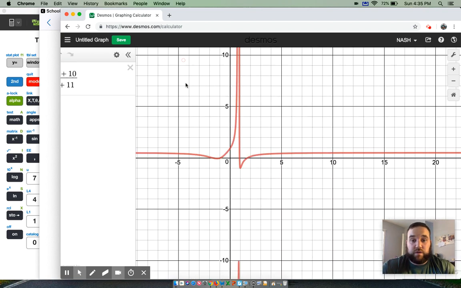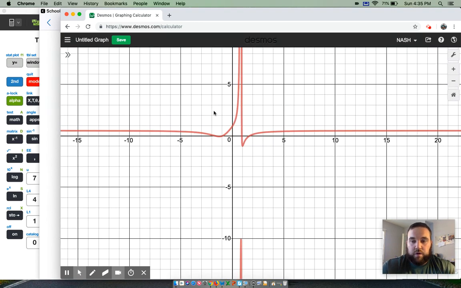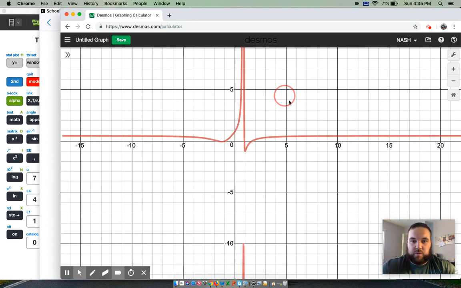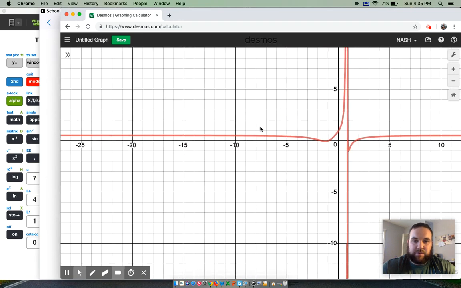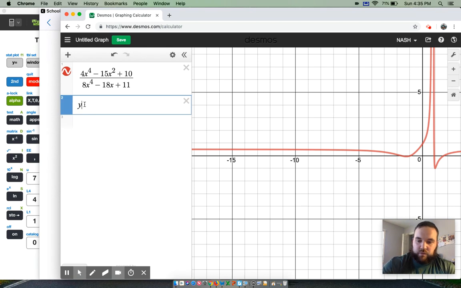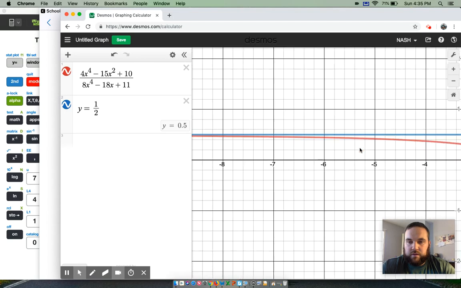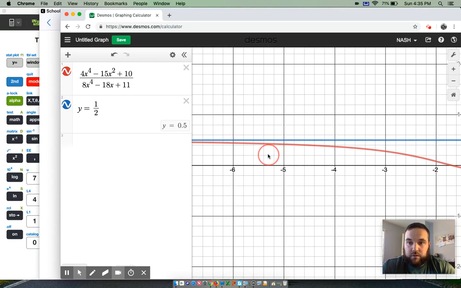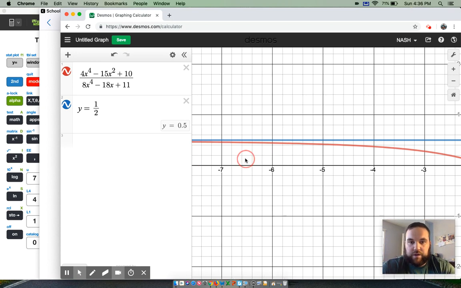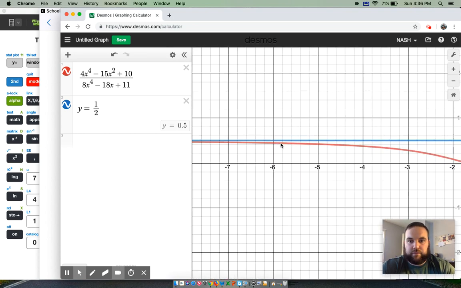Now, this is a ridiculous looking graph. There's some craziness going on here. But our focus is not so much on what's going on in the middle, but what's going on the outside of this graph. If I put on y equals 1/2, you can see that the graph in red, as it moves towards -5, -6, and so on, is approaching or getting closer to this line, y equals 1/2.